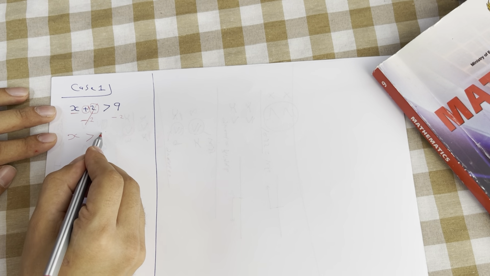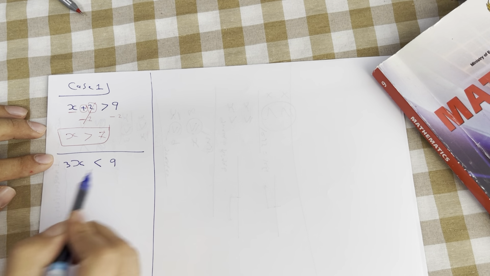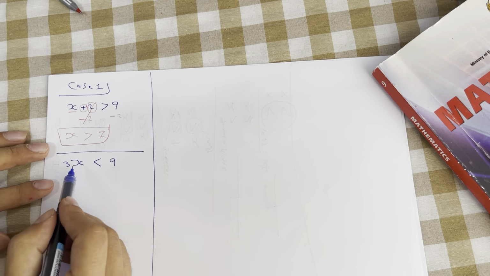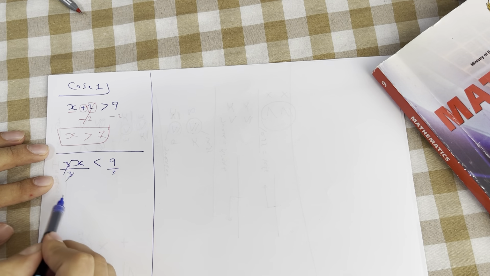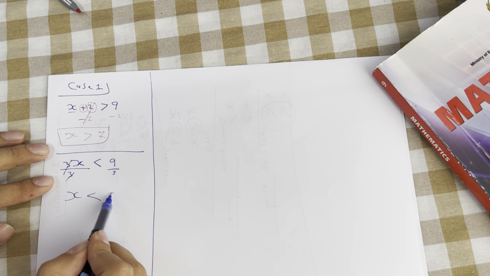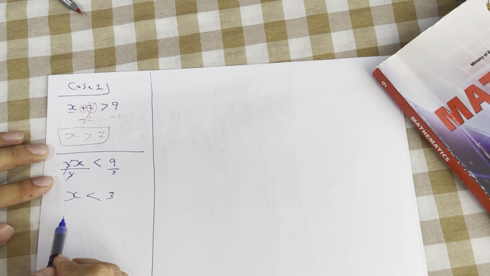Another example. Look at here. We have 3x less than 9. How to find the x value? We have 3 and x multiplied, so I have to divide by 3 on both sides, and they are cancelled. X less than 3, because 9 divided by 3 equals 3.